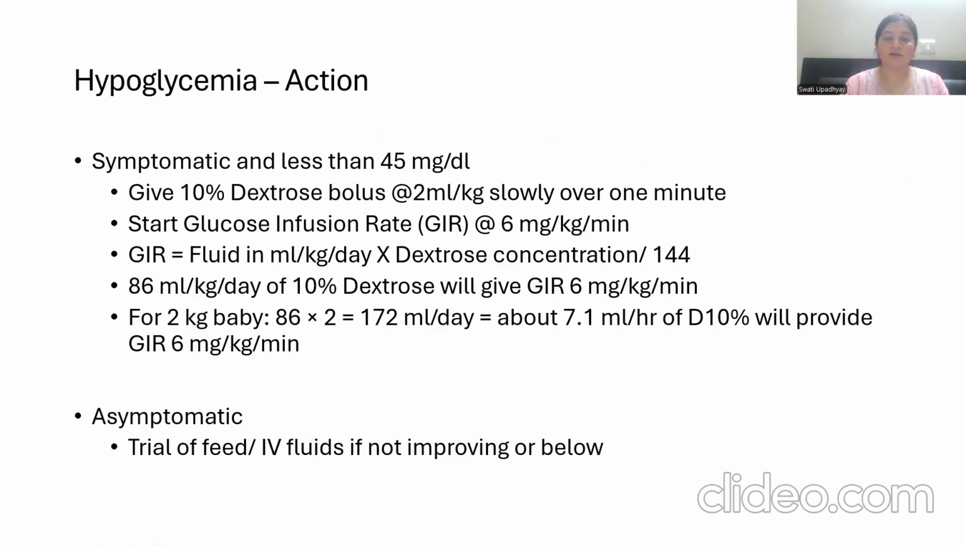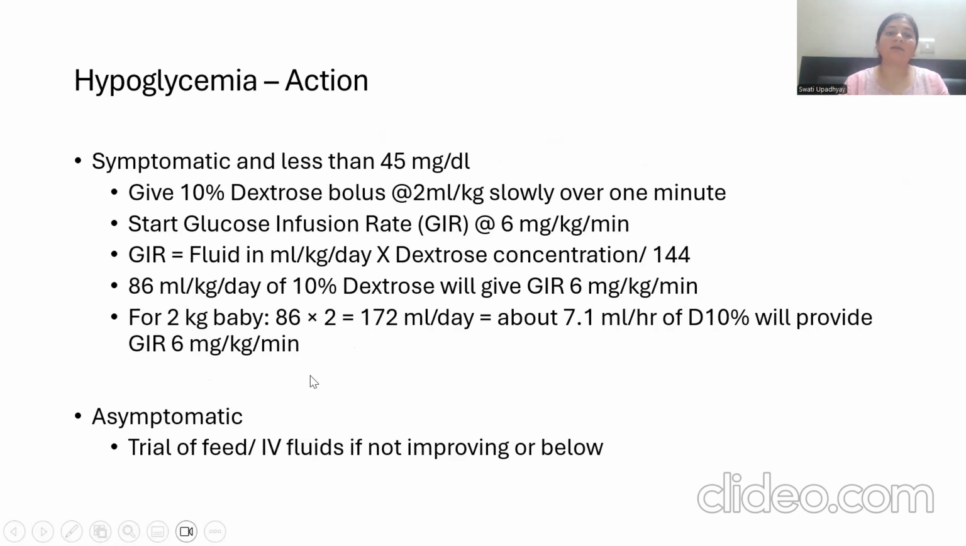Start glucose infusion rate at 6 mg per kg per minute. The fluid is calculated as shown in this formula. Glucose infusion rate is equal to fluid in ml per kg per day into dextrose concentration divided by 144. Now, for a ready reckoner, around 86 ml per kg per day of 10% dextrose will give a GIR of around 6 mg per kg per minute. So, this you should always remember. For example, for a 2 kg baby, 86 into 2 is 172 ml per day, that is around 7.1 ml per hour of dextrose 10%, which will provide a GIR of 6 mg per kg per minute.